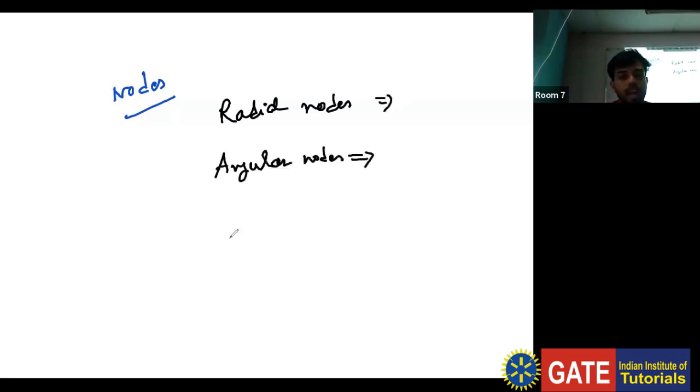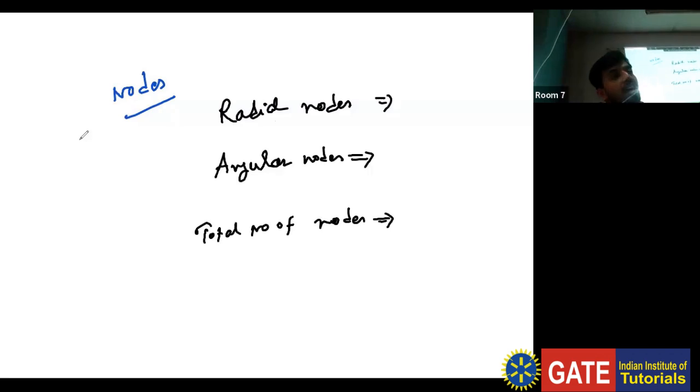There are radial nodes, angular nodes, and total nodes. Radial nodes come from the Schrodinger equation. But the Schrodinger equation is not covered in that way, so I can omit the derivation of radial nodes. Always remember the formula. Angular nodes will be l.